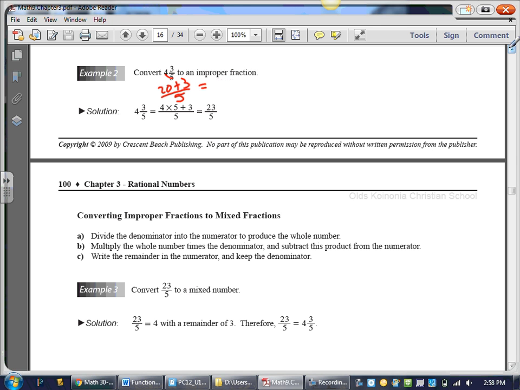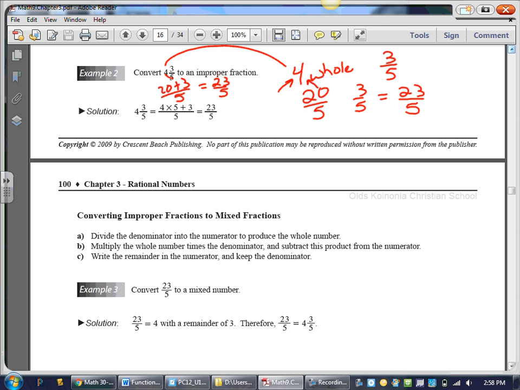So just remember, you take the bottom. I'll tell you why. This really means you have 4 wholes and 3/5. So if I turn this into fifths, it would be the same as 20/5, correct? 20/5 is the same as 4. And then if I had 3 more fifths, that would give you 23/5. So that's why that works. But if you don't even want to remember, you can just go 5 times 4, and then add the 3. And that would give you 23/5. Okay.